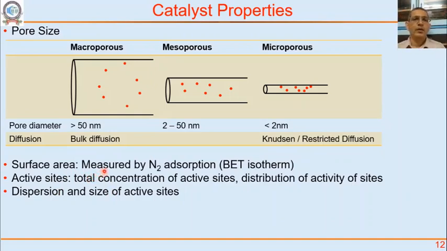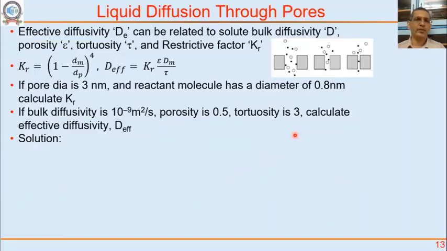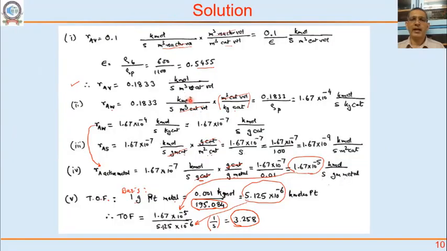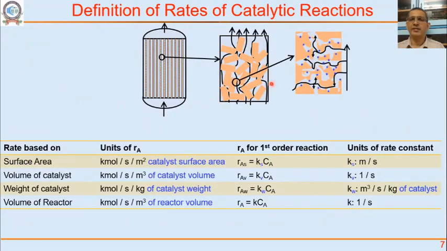Okay. A little bit about this bulk diffusion, Knudsen diffusion or restricted diffusion. So if I think about liquid diffusion through pores, then effective diffusivity is related to two concepts, porosity and tortuosity. So imagine that there is a porous catalyst like this. So you see, now this material has to diffuse like this. It is a tortuous path.